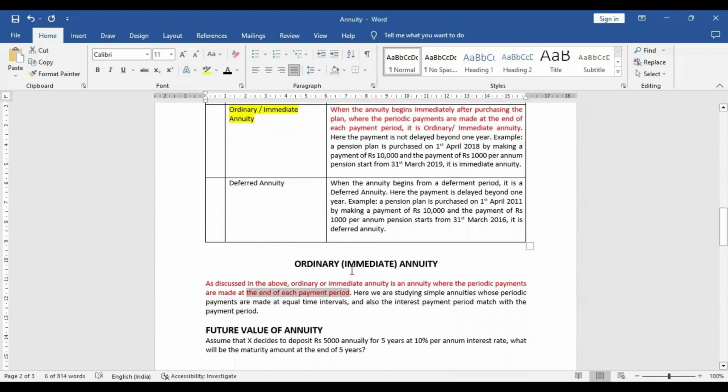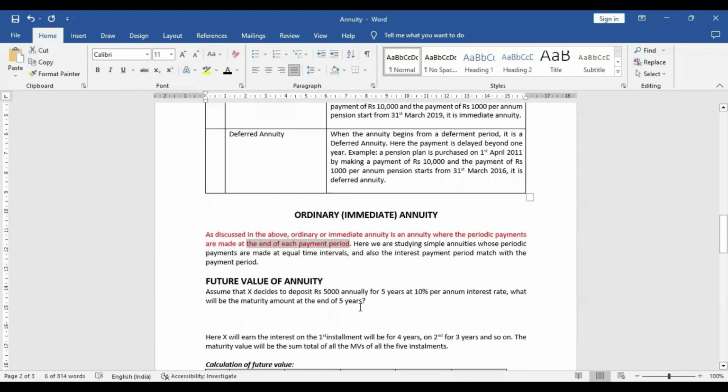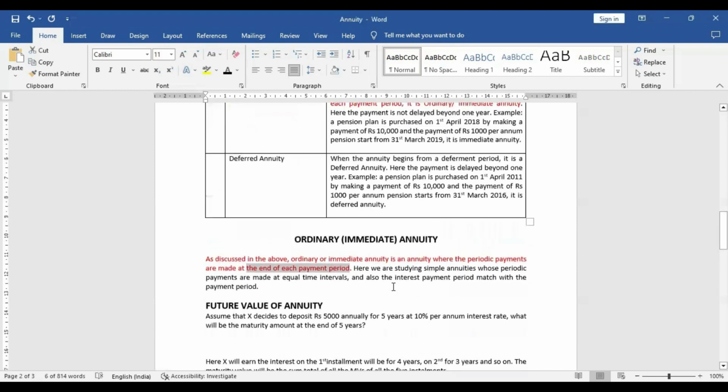Now the annuities have to be discussed in two forms, because we are talking about the future value as well as the present value. So first of all, we take up the future value of annuity. Suppose that we are supposed to calculate the future value of annuity. Suppose X decides to deposit rupees 5,000 annually for 5 years at 10% per annum interest rate. What will be the maturity amount at the end of 5 years?